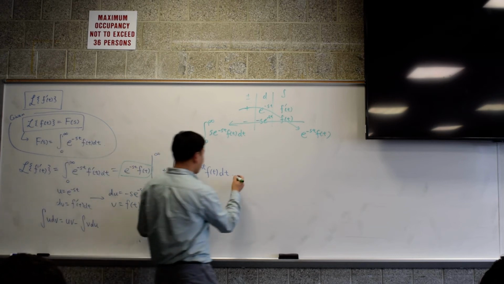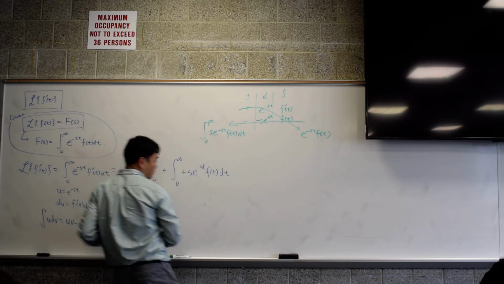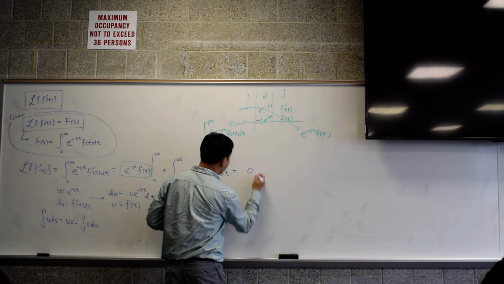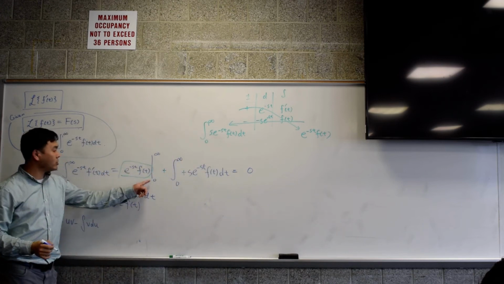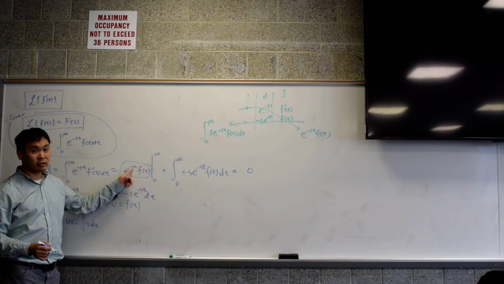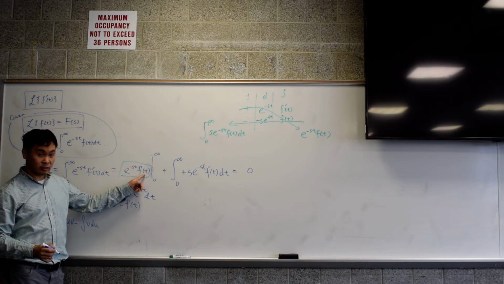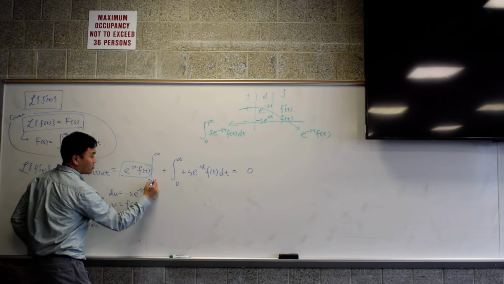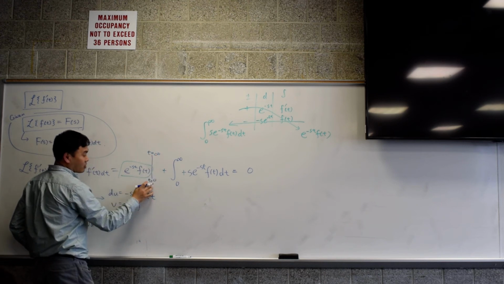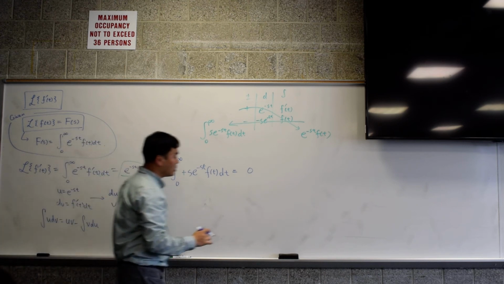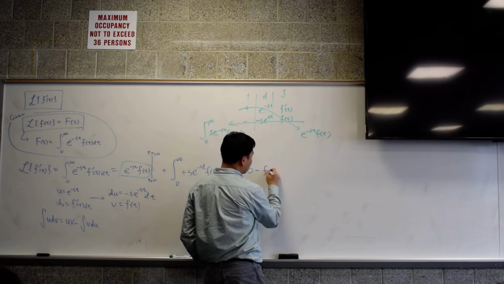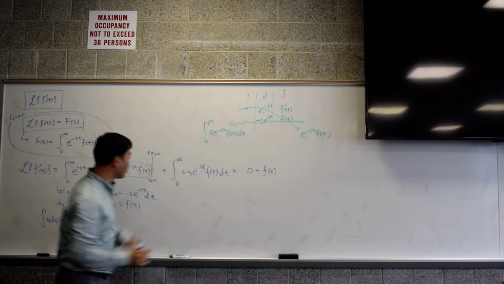So when you calculate this, we get first 0. Now, what do you get if you plug in 0? E to the 0th power is 1, and f of 0. These are values of t, right? You're not plugging them into s, you're plugging into t. So when you plug into this t, you get f of 0. So you get 0 minus f of 0 from the first one.